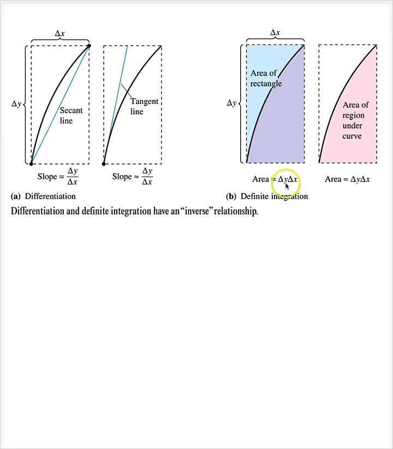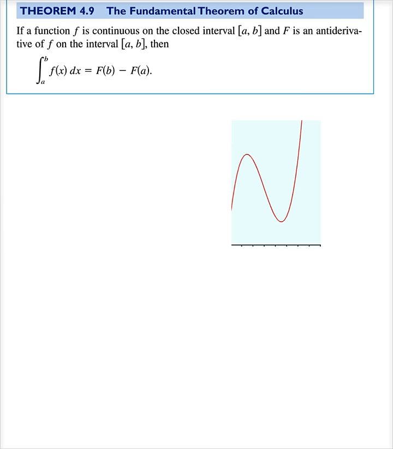In integration, we start with a general curve and then approximate areas with delta x, delta y, and then we were able to find the actual area under the curve. So differential calculus is finding slopes of lines. Integral calculus is finding areas under curves. The fundamental theorem of calculus brings together some very interesting concepts.